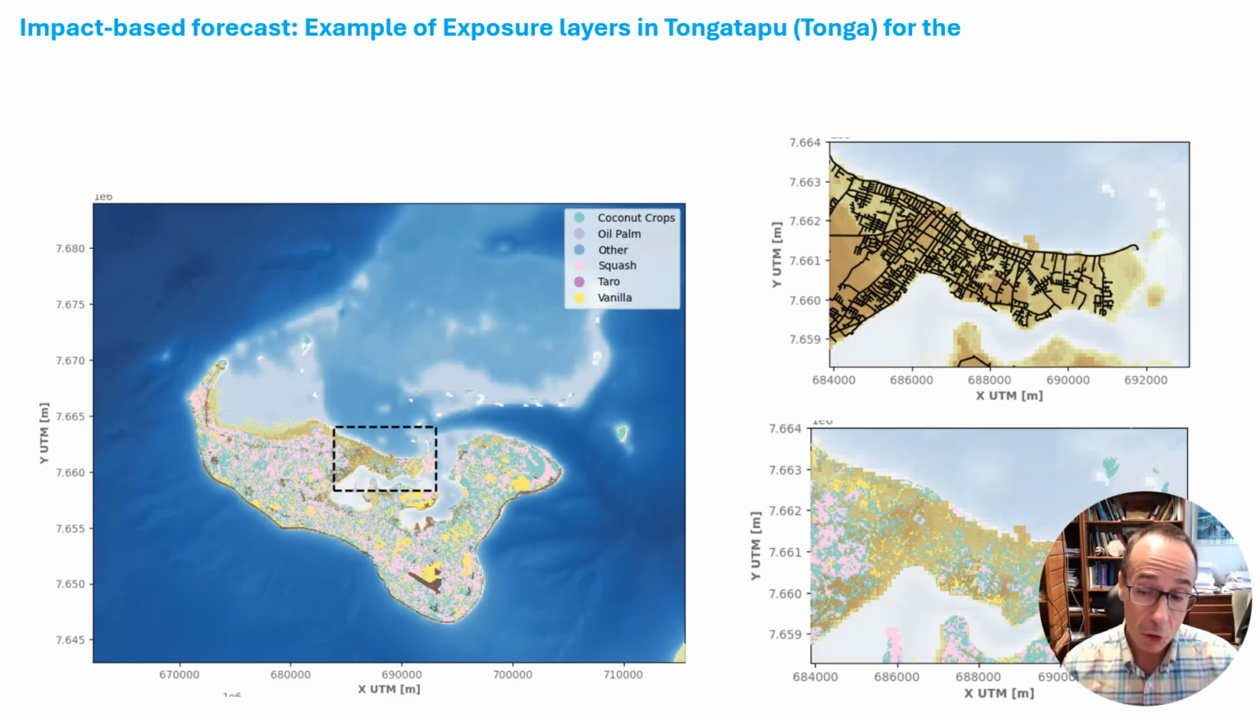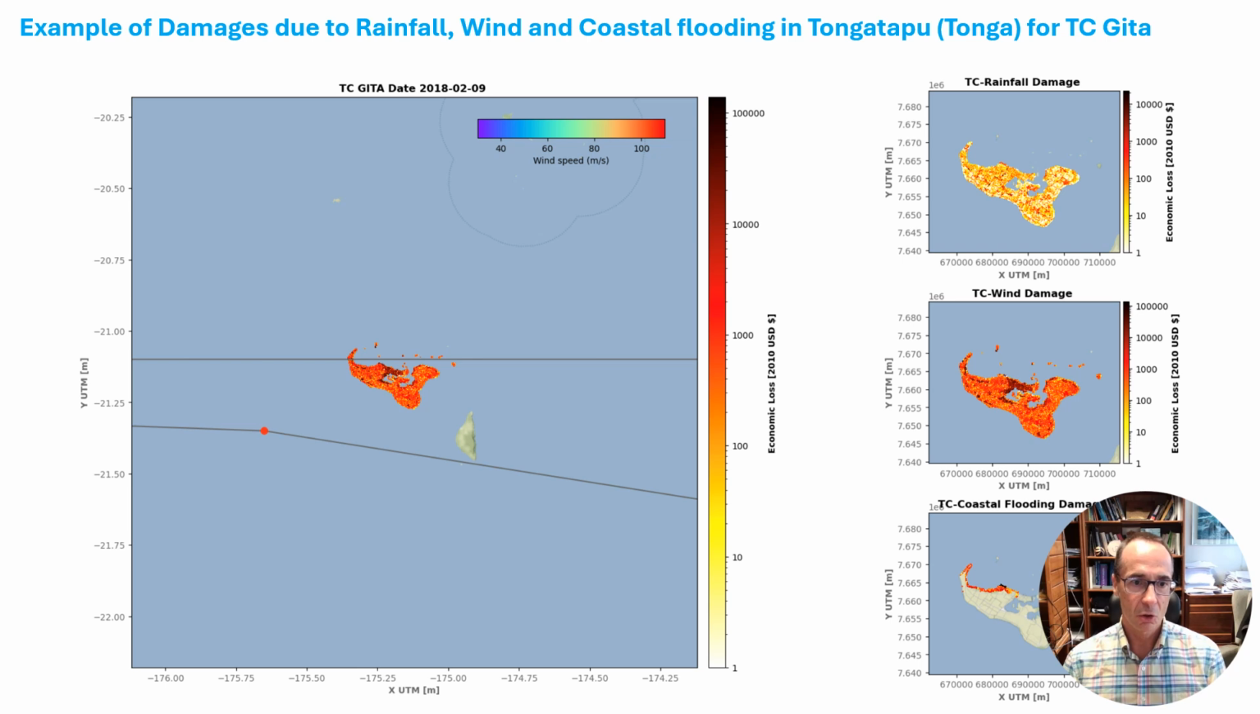So it's not only the hazard, but during the project we were able to use exposure layers. Here you see an example of the infrastructure, roads, or details of the land uses. So we apply some damage functions. We were able to obtain the damages, the impacts due to rainfall, wind, and coastal flooding, and this is an example of TC Gita hitting the main island of Tongatapu.